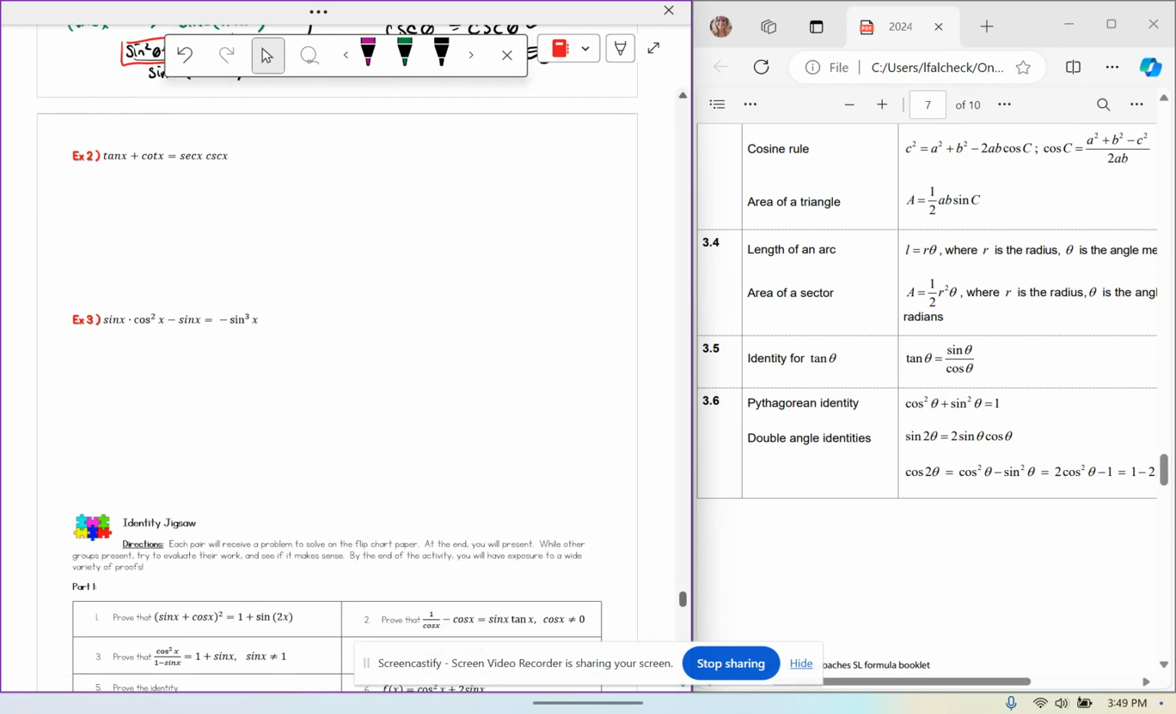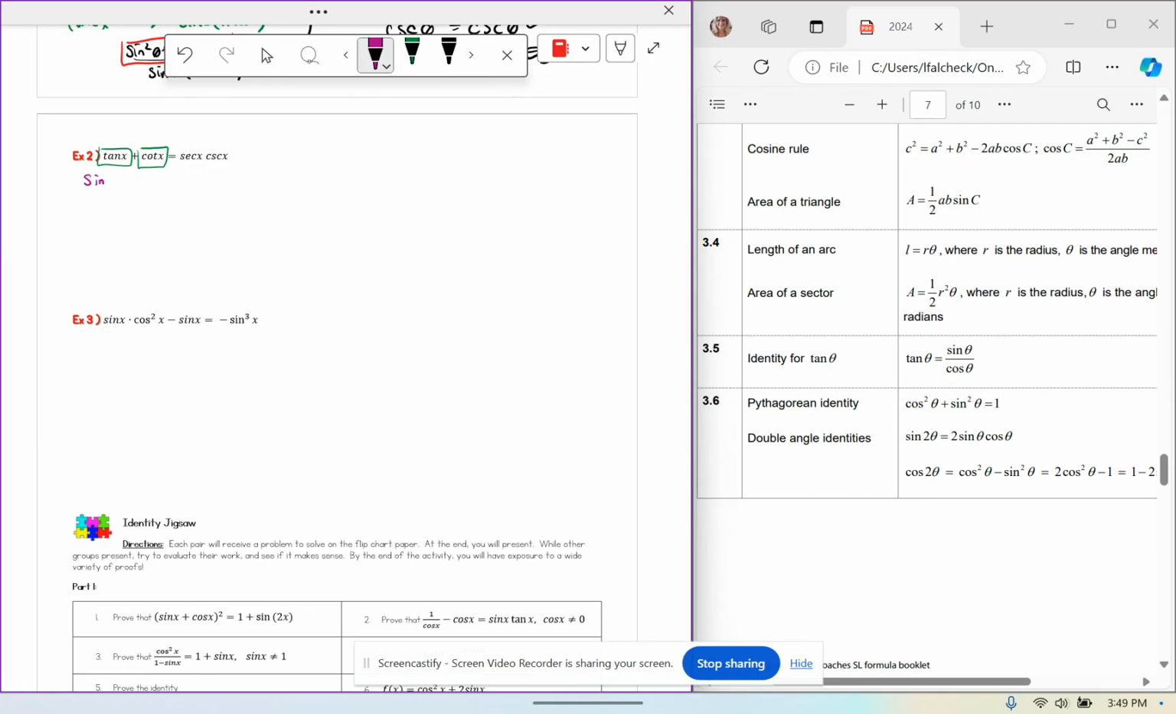So in number 2, it looks like it might be a little sketchy here, but I think we could definitely do that. Tangent of x plus the cotangent of x is equal to the secant of x times the cosecant of x. They both look kind of equally gross, but I do know that I can rewrite these as quotient identities, quotient of two functions, so I'm going to do that. Let's do sine.